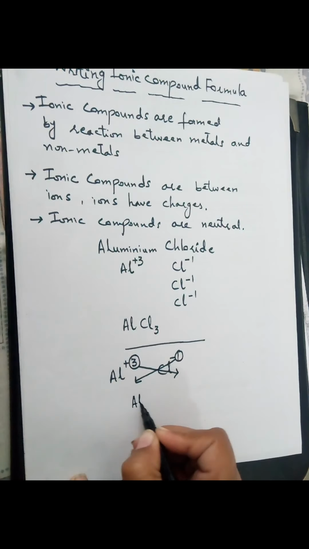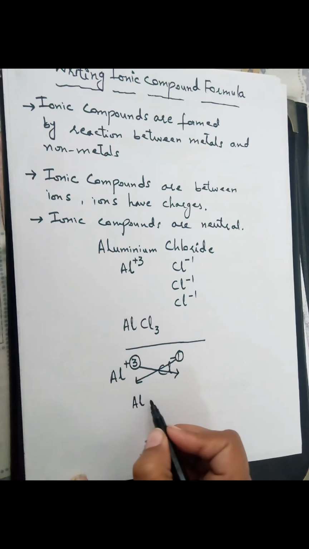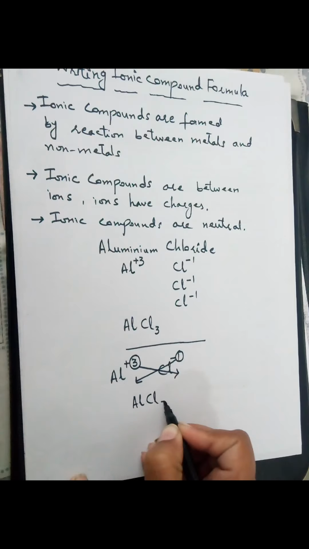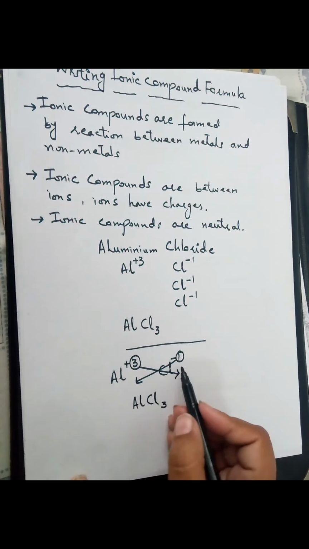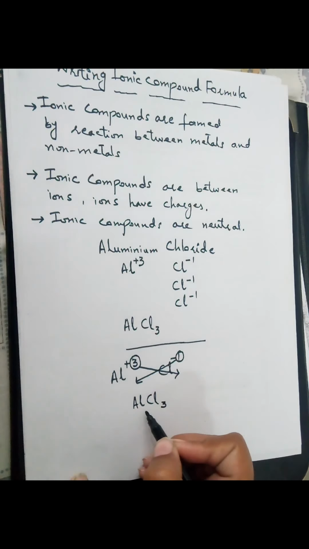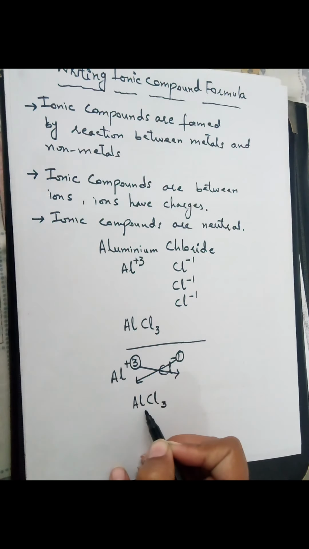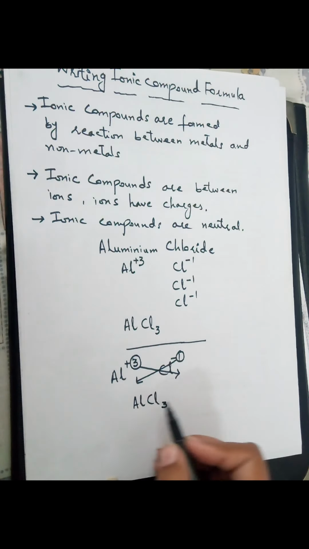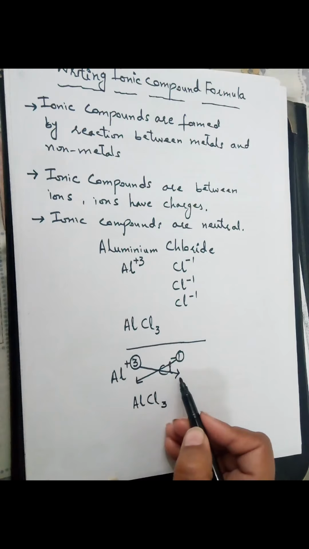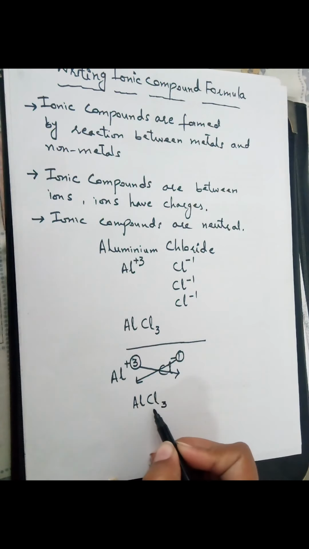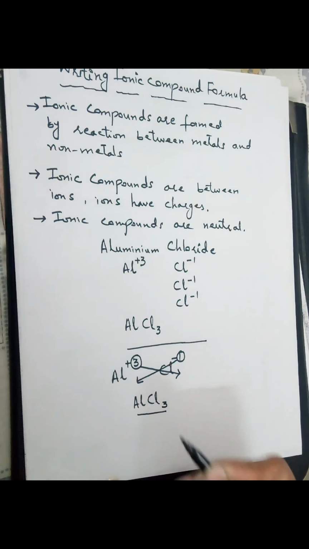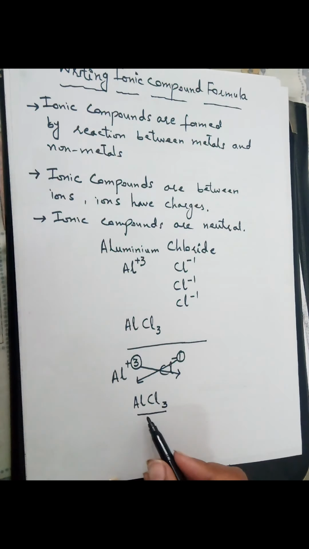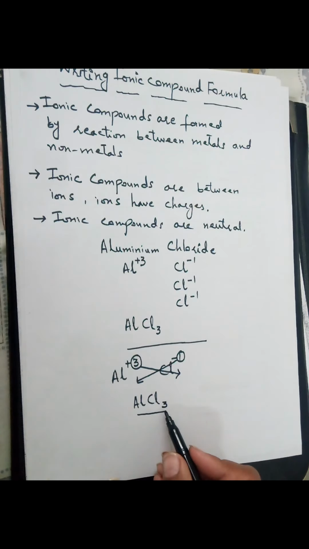What will be the formula of aluminum chloride? AlCl3. I will not write 1 here as there is nothing here, so there is 1. And 3 comes here, so I write Cl3. So the chemical formula of aluminum chloride is AlCl3.